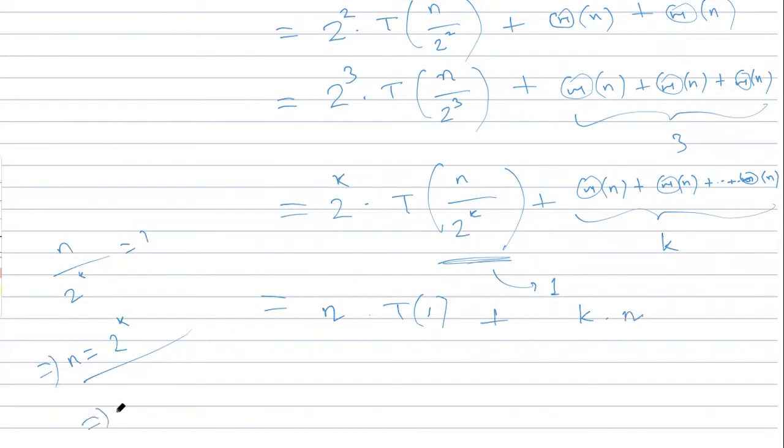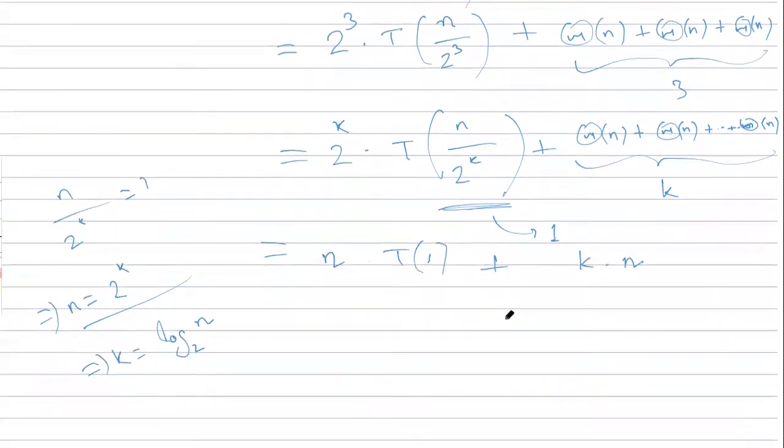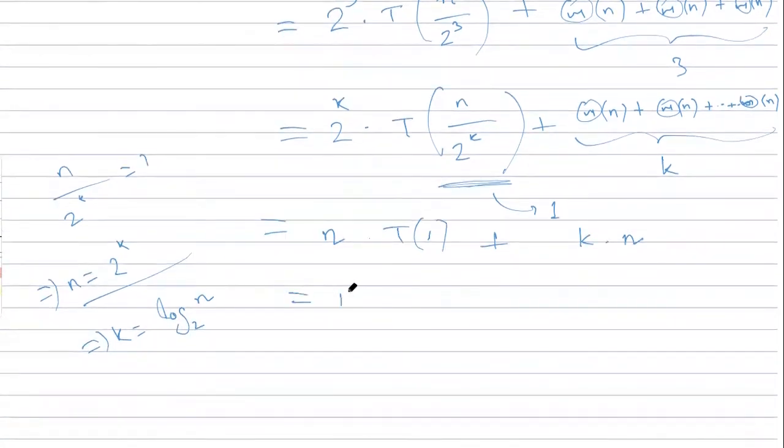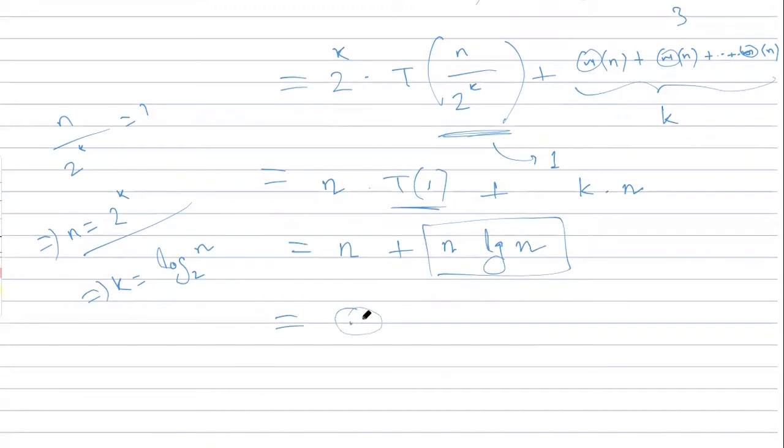But what is k here? k is equal to log base 2 of n, right? So therefore, this becomes n times 1, which is n, plus n times k, where k is log base 2 of n. So this is n log n, right? Now this is the dominating term clearly. So therefore, this is order of n log n.